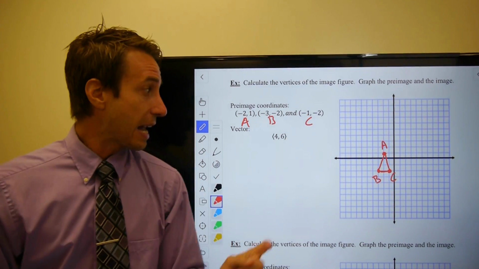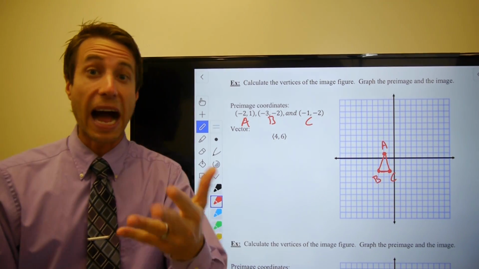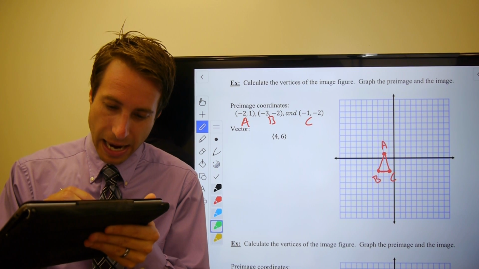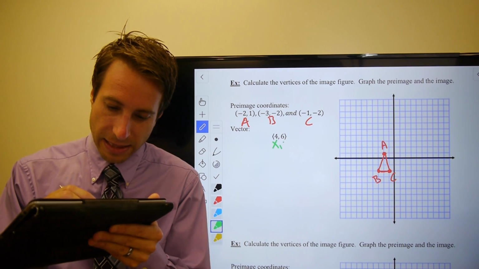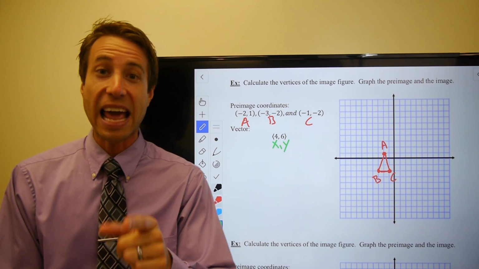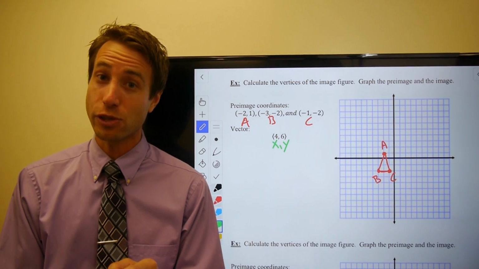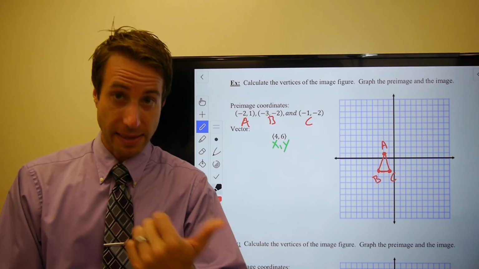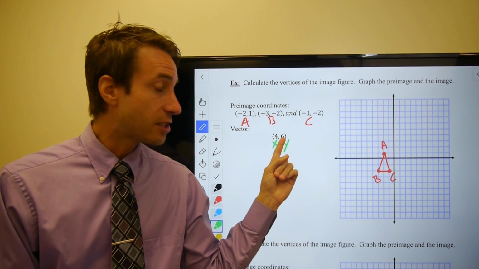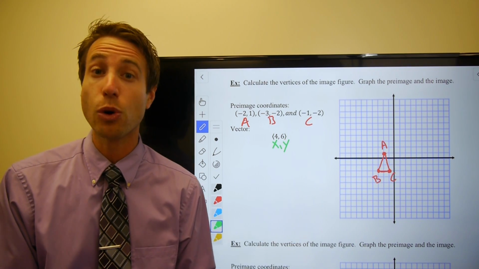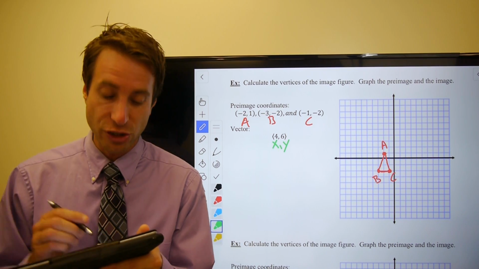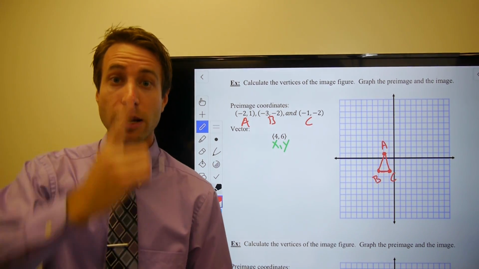Now, I have been given a vector. I know it's a vector because it's in those little angle brackets. I know that this first number is the change in the x. This second number is the change in the y. So what it's telling me is everybody needs to move in the x direction 4 units. That's +4, so everybody's shifting 4 units to the right. It then needs to move +6 units in the y. That's going to be 6 units up. So we'll take every point and shift it 4 to the right and 6 up.